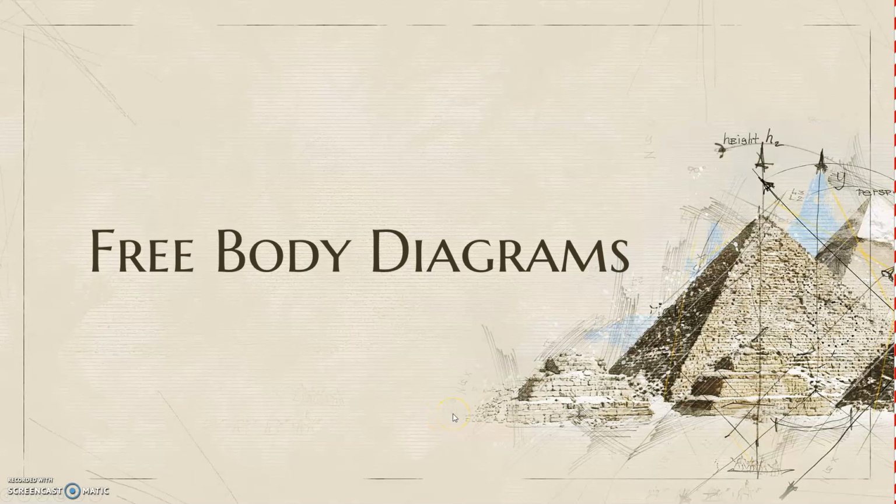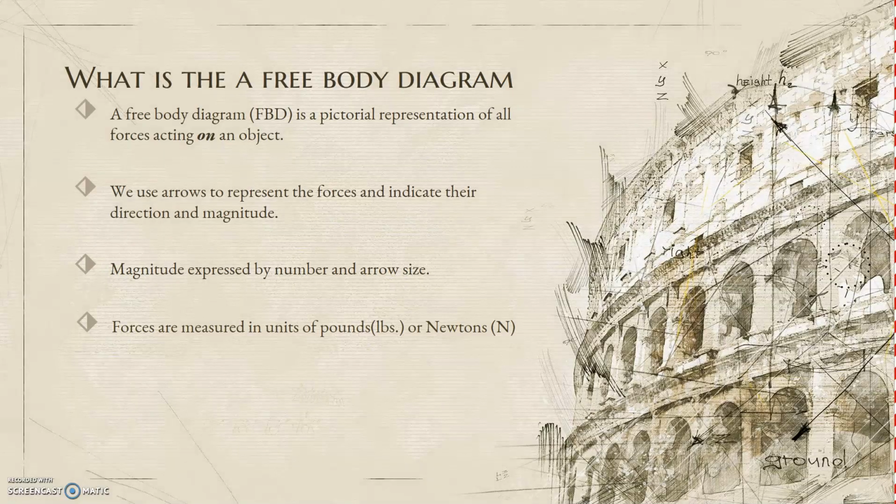Today's going to be a really quick and easy day. This is called the free body diagram. Now, what is a free body diagram? A free body diagram, or FBD as it is commonly shown, is a pictorial representation of all the forces acting on the object.